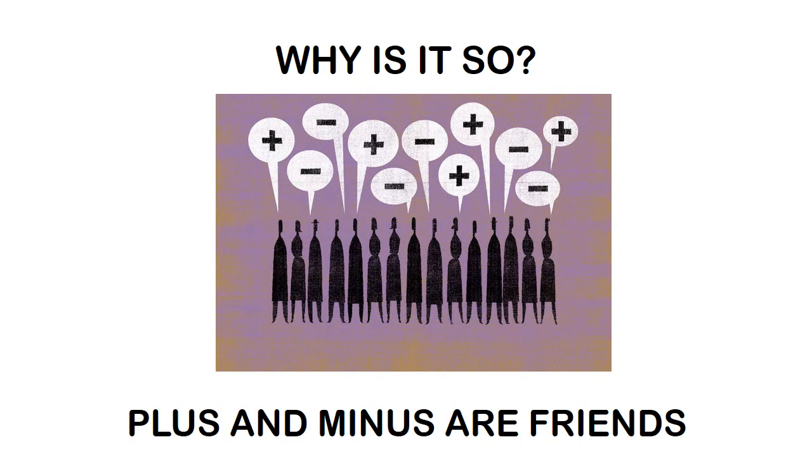Now why does that happen? Let's have a look. It's because plus and minus are friends. Just like times and divide, they undo one another. So sometimes if you can't do something by subtraction, you can flip it around in your head and do addition instead.